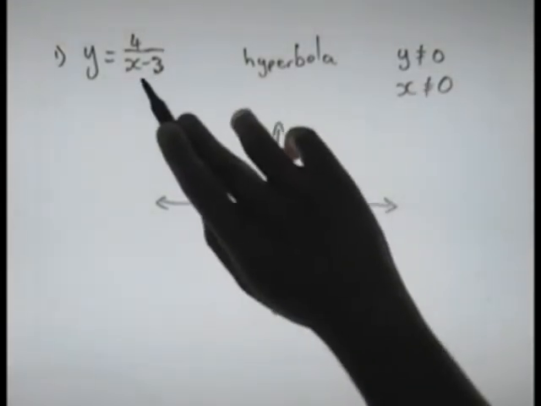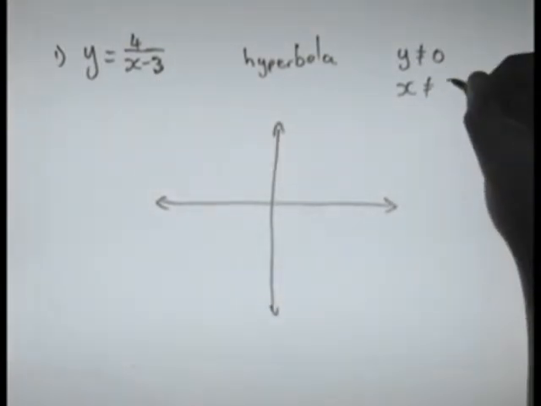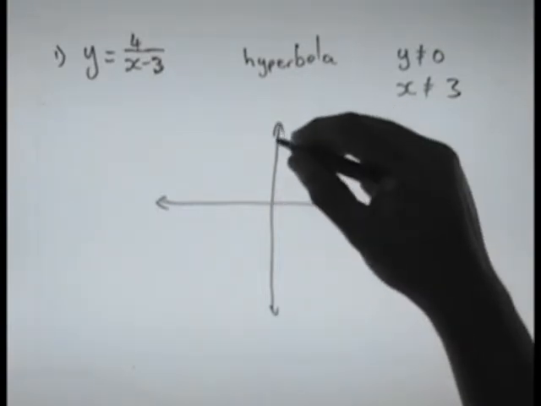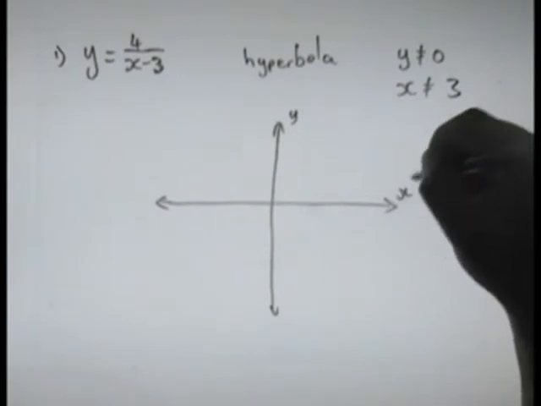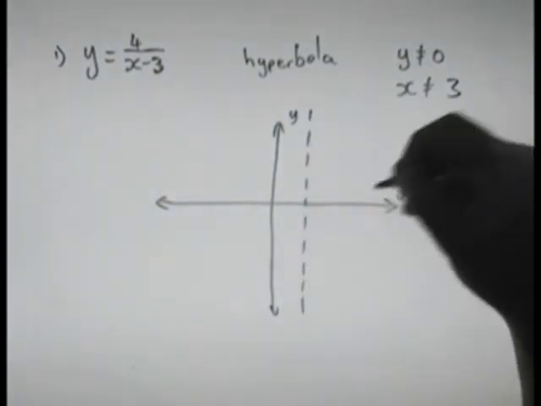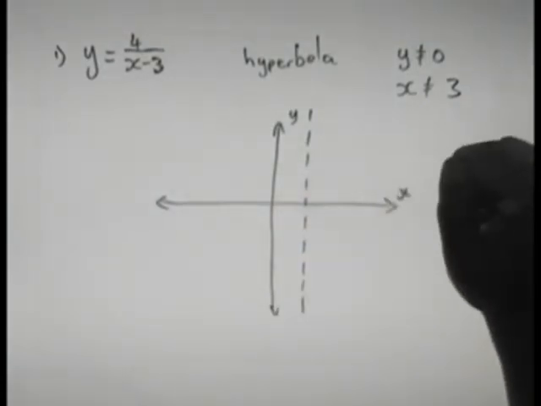However, we've got an x transformation, which means that in this case x cannot equal positive 3. So our normal asymptote would be over there on our y-axis. Our new asymptote is, however, moved away from the y-axis. It's moved to the right 3 units.